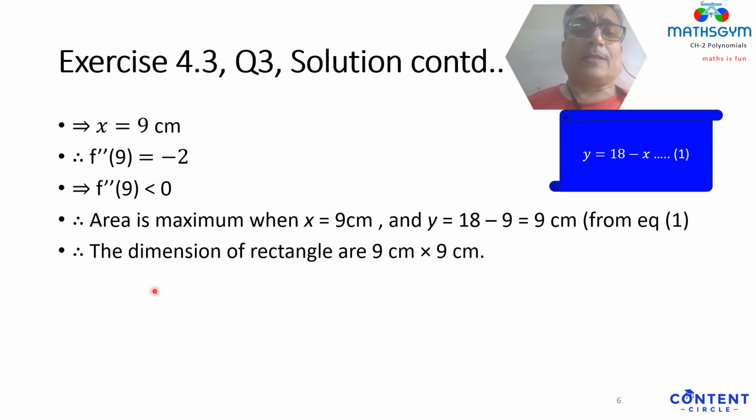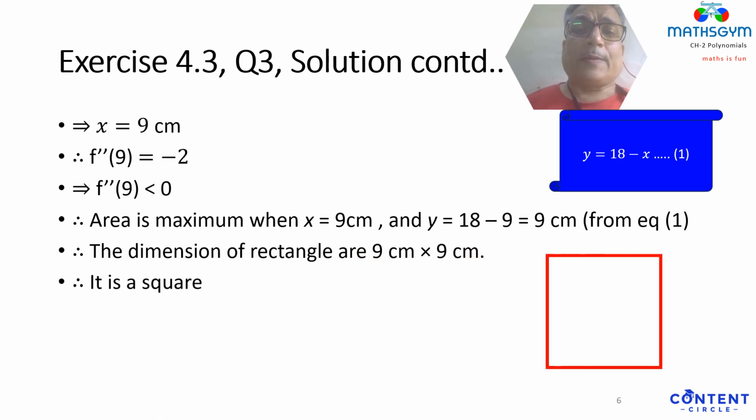What does it mean? The dimension of the rectangle is 9 cross 9 centimeter. Now what is it, a rectangle? No. Now we know that because length and breadth are both the same, it's a square. And the dimension of the square is 9 by 9.